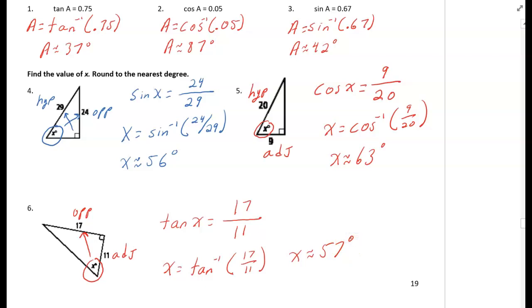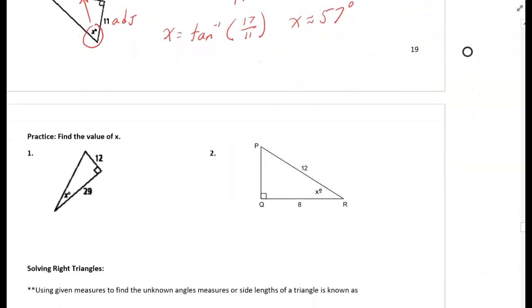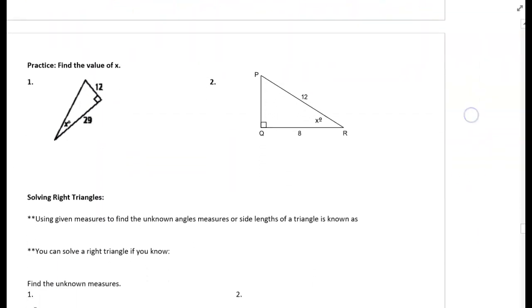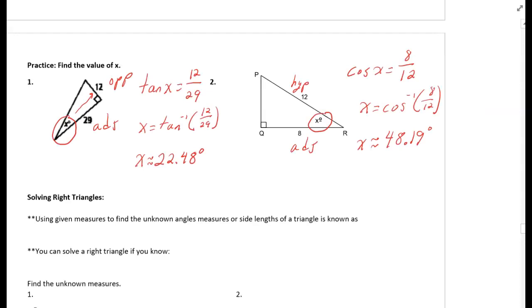So this was a short little lesson about how to use the calculator to find the missing angle. There is a practice problem on the next page. So let's take a look at those 2 practice problems. My suggestion is you pause the screen and try those 2 problems on your own, and then you come back and check your answer. Okay, let's see how you did.